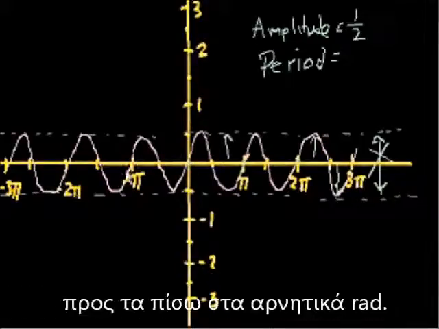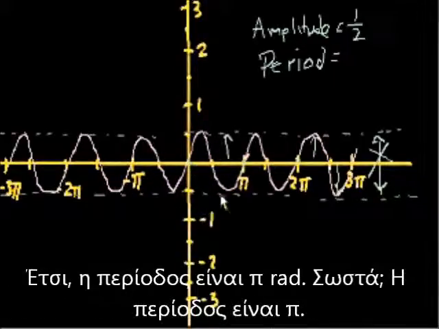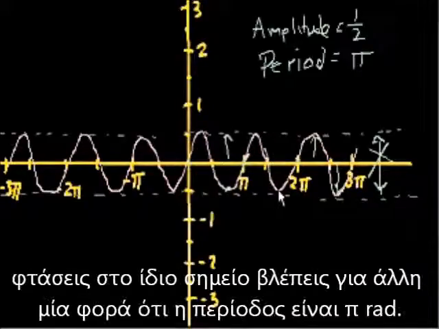It happens the same if you go backwards into the negative radians. So the period is pi, right? And you can start from any point. You could start from this point, follow the graph, and come back to the same point again, and we see once again that the period is pi radians.